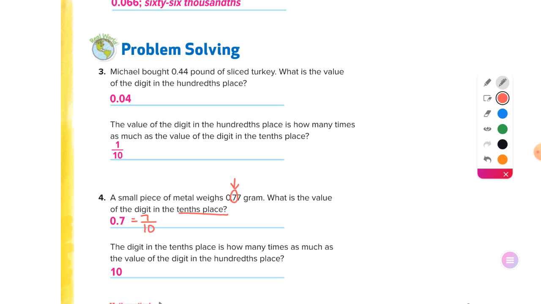The second part, we had to draw our picture. We are comparing the tenths place to the hundredths place. We're starting at the tenths and we're moving to the hundredths. Which way is my arrow pointing, Noel? To the right. So Caleb, what should my answer be? 10 times more. Yeah, 10 times more or 10 times as much.